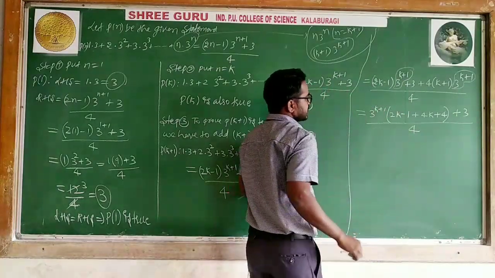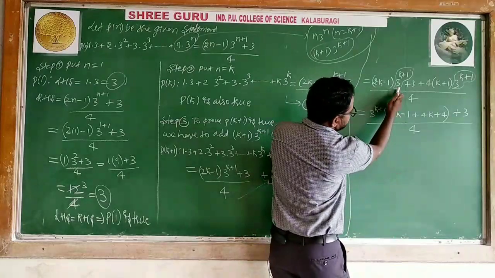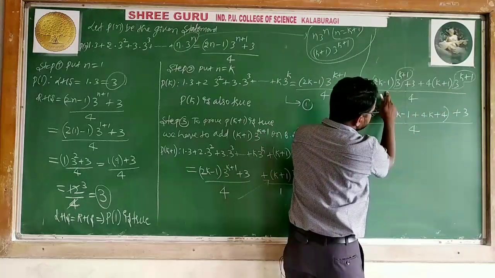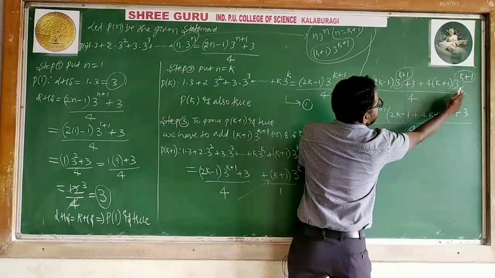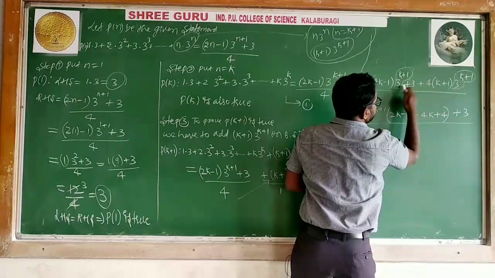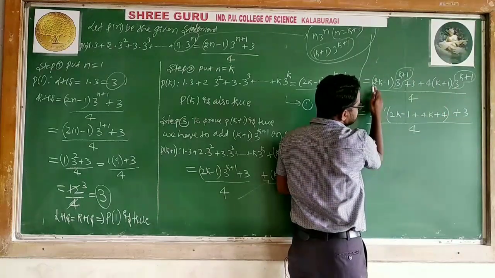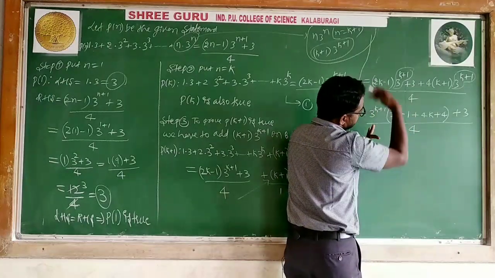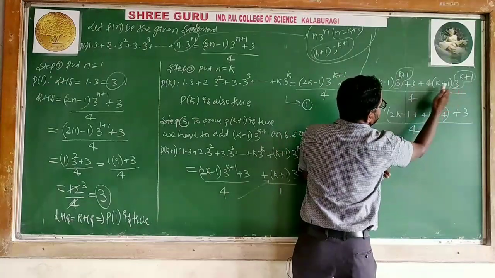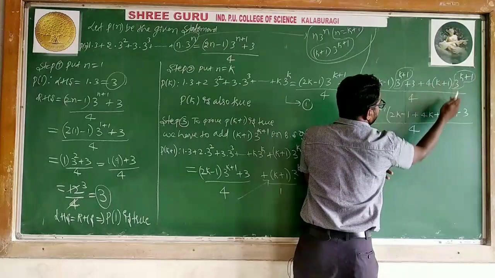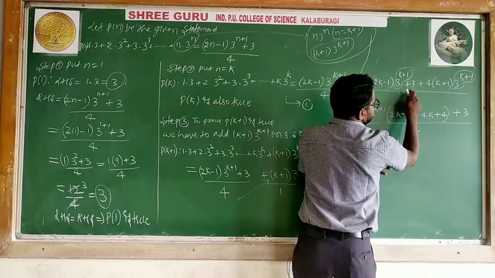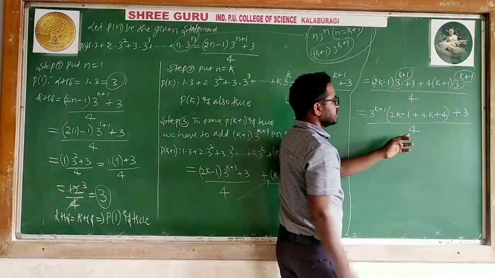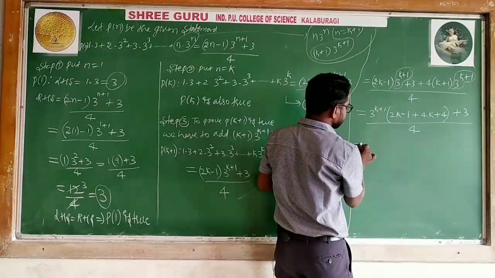Listen here. The first term has 3 to the power k plus 1 and the last term has 3 to the power k plus 1. I took 3 to the power k plus 1 common. This term, 2k minus 1, remains, and plus 3 I keep as it is, and will write later. This I took common: 4 into k is 4k, 4 into 1 is 4. The plus 3, the middle term, I wrote last, whole divided by 4, because then I can simplify easily.